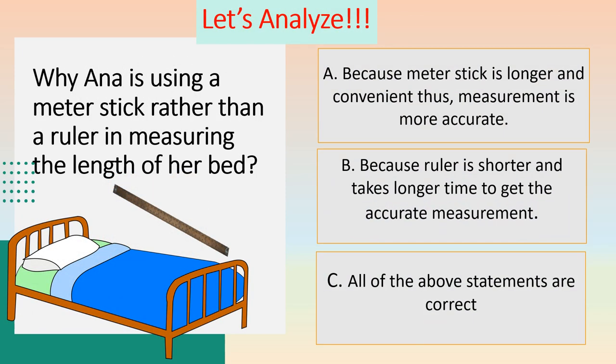This time, let's analyze. Why Anna is using a meter stick rather than a ruler in measuring the length of her bed? A. Because meter stick is longer and convenient, thus measurement is more accurate. B. Because ruler is shorter and takes longer time to get the accurate measurement. Or C. All of the above statements are correct. The correct answer is C.